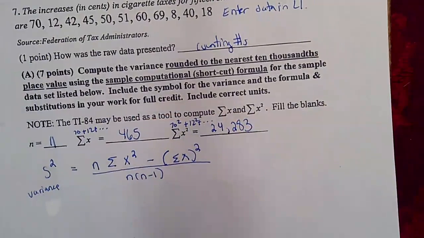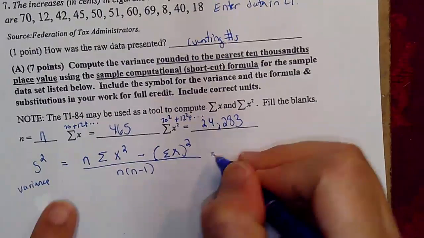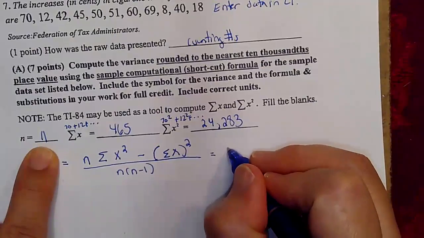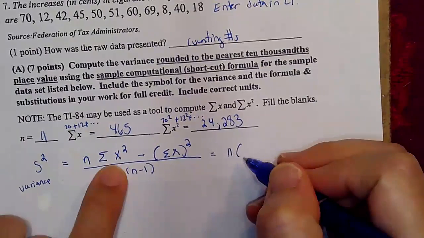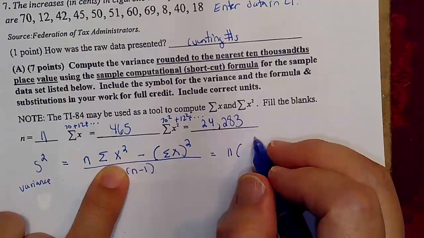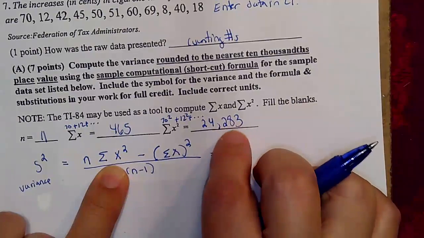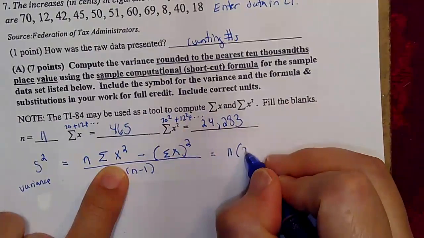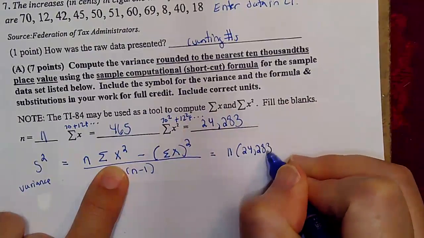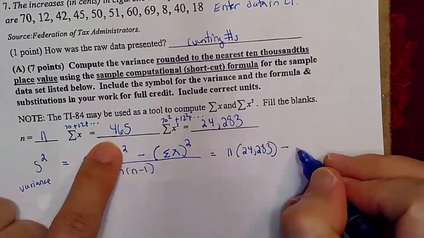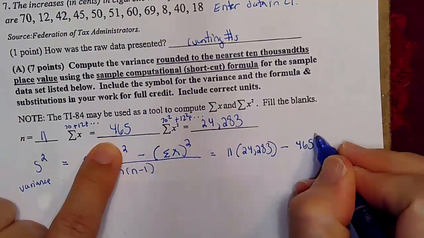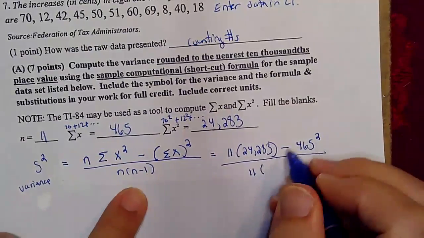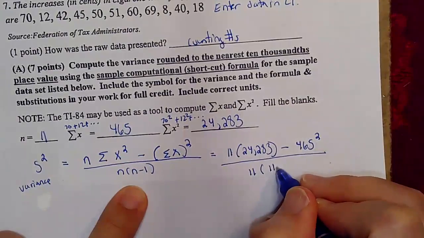Okay, now we're going to do the substitution. So n was 11, see, 11 times summation of x squared, okay? So that's this big number. That's the big number here. This will always be bigger than this. It's the big number. 24,283 minus 465 squared all over 11 and then 11 minus 1.